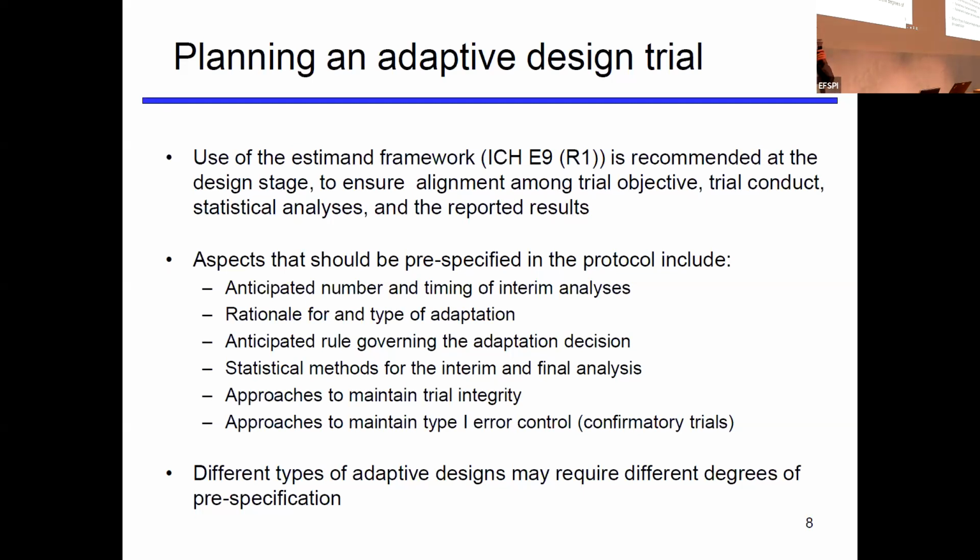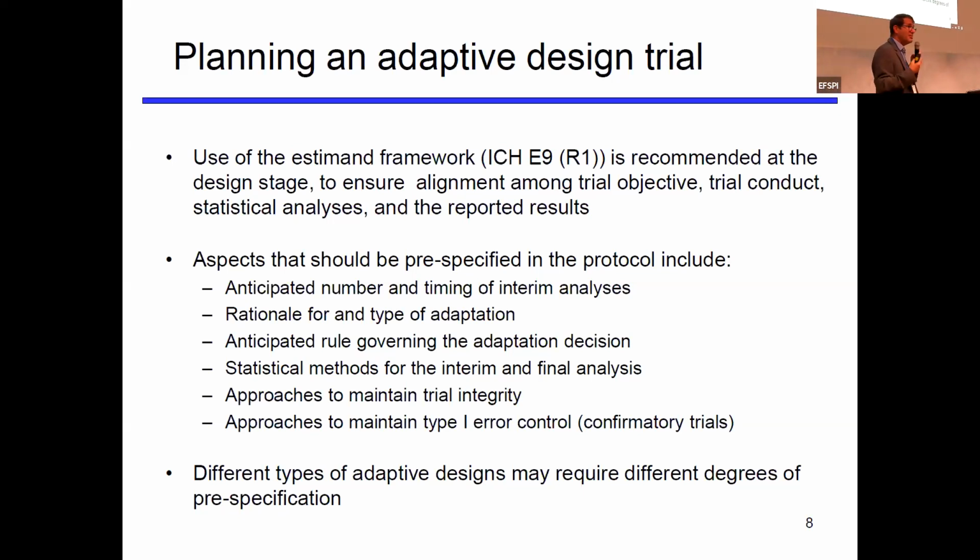That's the key thing. And then move on to what you really need to do in an adaptive design to get to a sound study. Aspects you should really think about are the anticipated number and timings of interim analyses. That should be in the protocol, the rationale for and the type of the adaptation, the anticipated rule governing the adaptation decision, how you should get to that, if you have an adaptation committee and an IDMC used for that. Then, of course, the statistical methods to make an adequate analysis, that should be pre-specified.